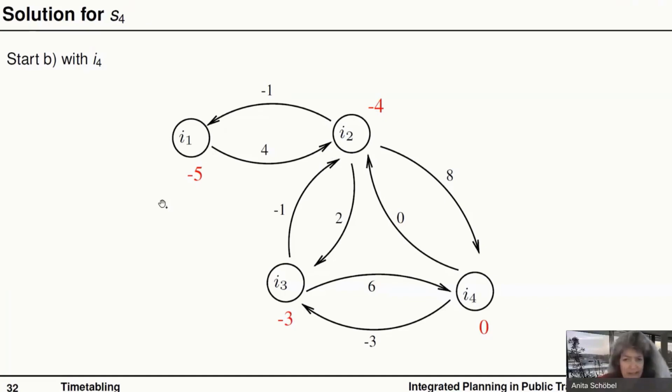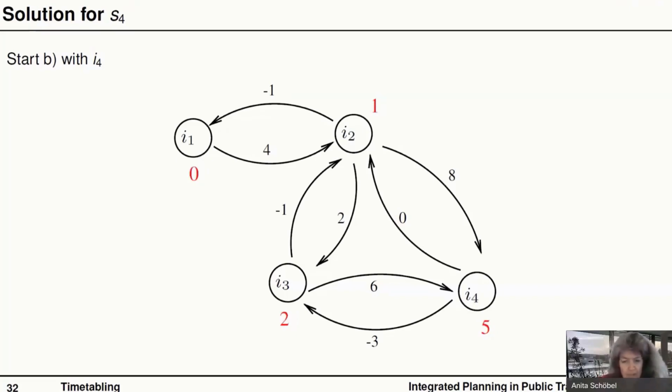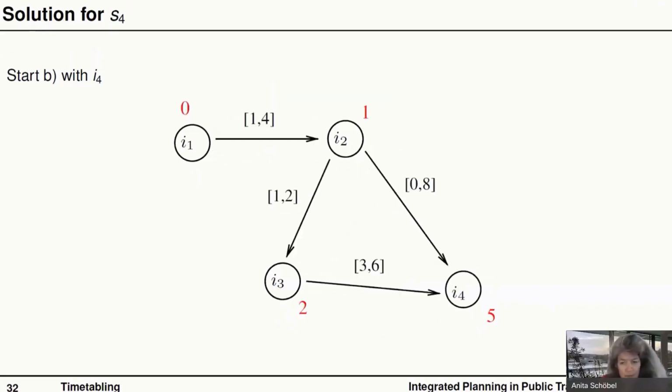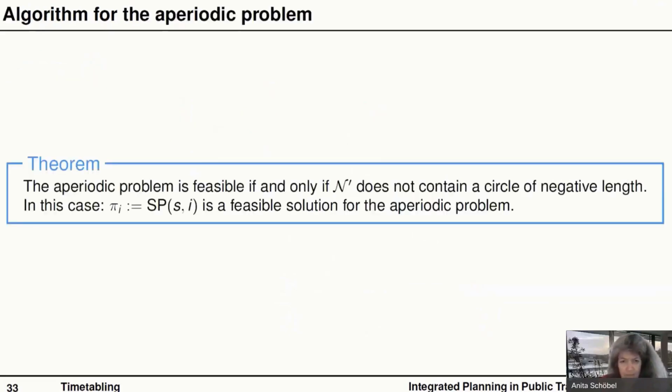So maybe we don't like negative numbers, but we can shift everything. So we could just add 5 to each of the numbers here, and then we have again a nice and clean timetable that we can use. And it is not exactly the same as the timetable we had before, but both are feasible. And so this was the one we had before, which looks not exactly the same.